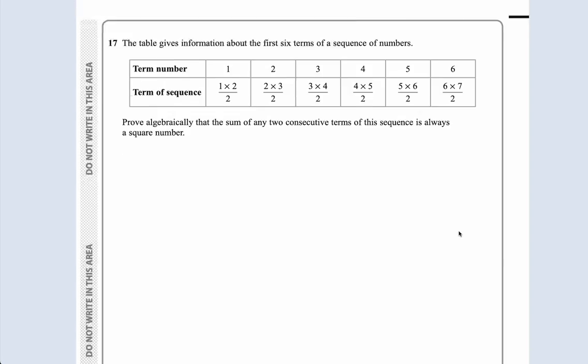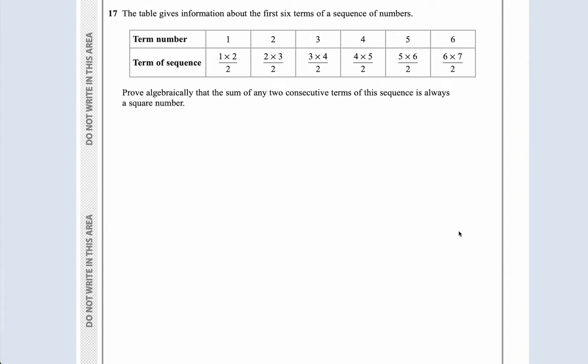Okay, question 17. The table gives information about the first 6 numbers of a sequence of numbers. Term 1, 2, 3, 4, 5, 6. Okay. Prove algebraically that the sum of any 2 consecutive terms of this sequence is always a square number.